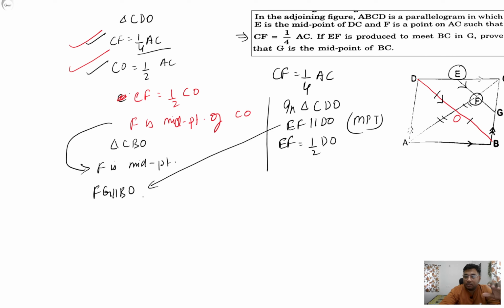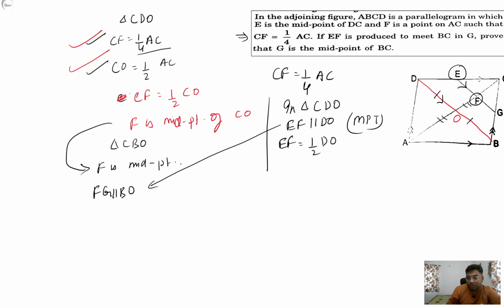Guys, please understand, if you are talking about a straight line, a part of that straight line being parallel to another line means the whole straight line is parallel to it. It's not that one part is parallel but the other part would not be parallel. It doesn't work like that in mathematics. A straight line doesn't have bends or edges. A straight line is a straight line. So FG is parallel to BO.